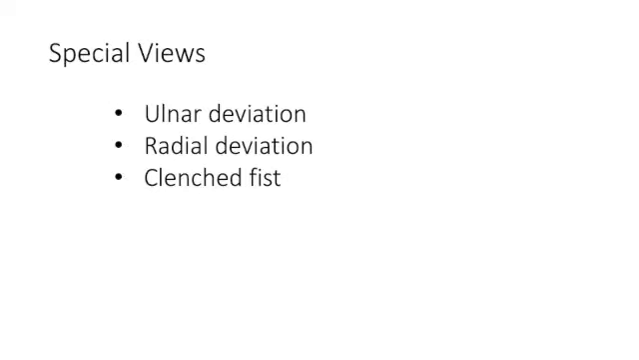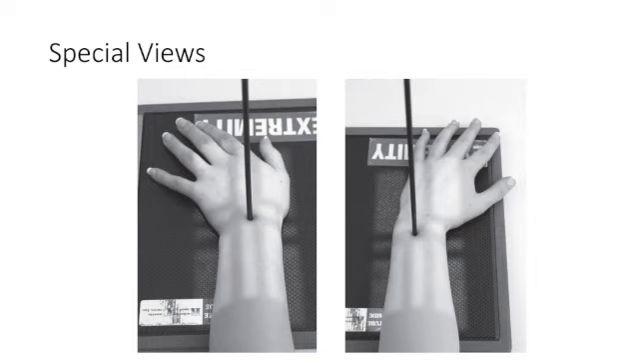So, looking at special views, we're going to have a couple different stress views, and these stress views are going to be an ulnar deviation view and a radial deviation view. Honestly, those views look very similar and have a very similar concept to the stress views that we saw with the neck. We had a flexion stress view, we had an extension stress view, very similar concept. The other concept is specialized for a scaphoid fracture, and that's called a clenched fist view. So looking at specialized views, what we see on the left-hand side is an ulnar deviation stress view, and on the right-hand side is a radial deviation stress view.